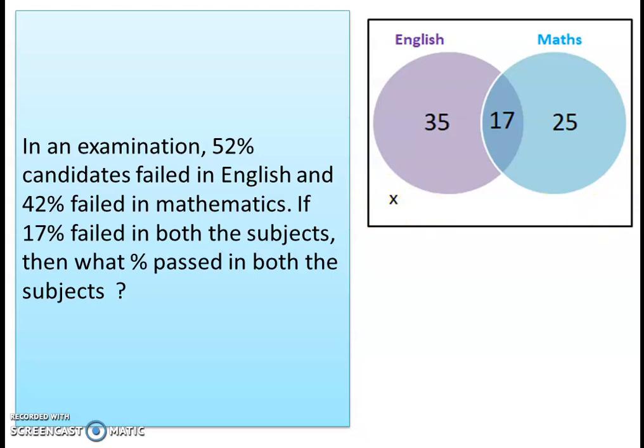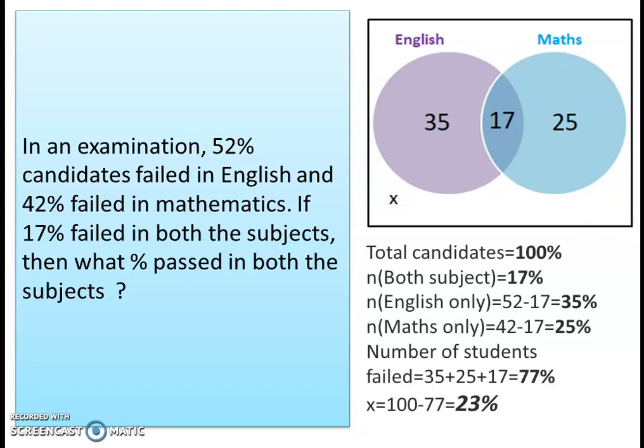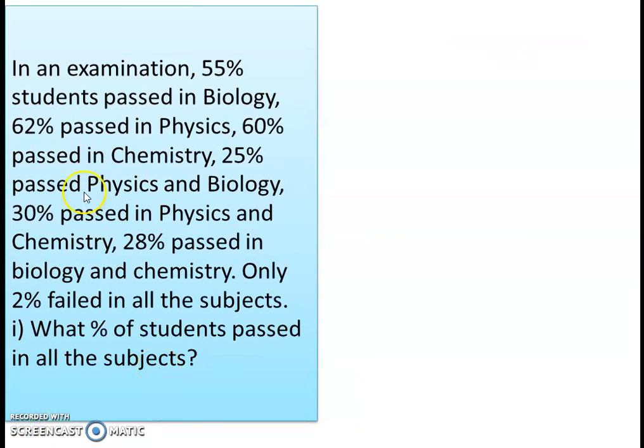As we know, the total percentage is 100. So when we subtract the sum of 35, 17 and 25, that is 77, from 100, it is 23%. That means 23% of students passed in both the subjects, right? Hope this solution is clear. Now let's solve this problem.